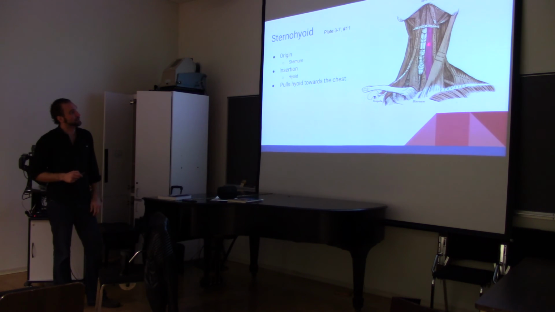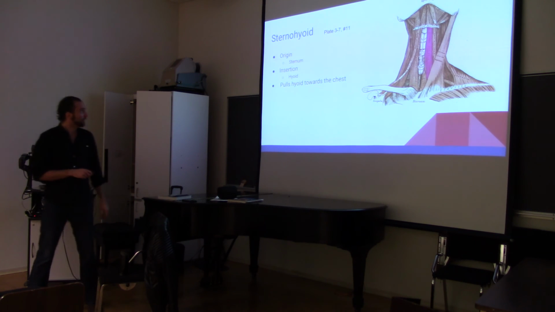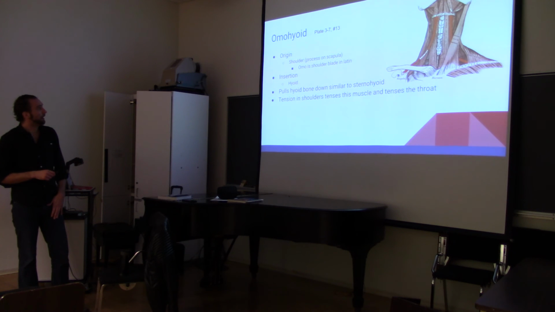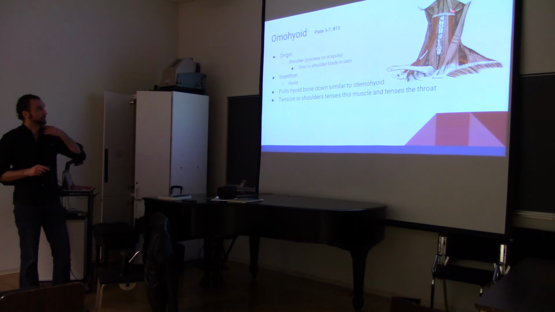Sternohyoid. So it's going to go from the sternum to the hyoid bone. The other one, sternothyroid, went to the thyroid. This one goes to the hyoid bone. Okay? Pulls the hyoid towards the chest, right? Depress the larynx. Omohyoid, this one goes from the shoulder, which is omo, over here, and it goes all the way up to your hyoid bone.